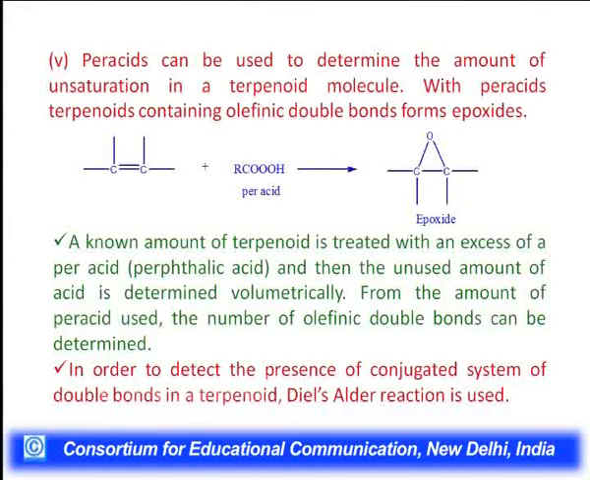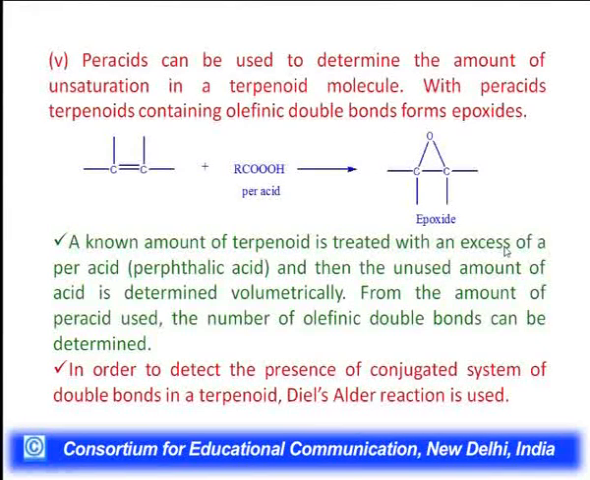Then comes the per acid addition. Per acids can also be used to determine the amount of unsaturation in a terpenoid molecule. With per acids, terpenoids containing olefinic double bonds form epoxides. Here you can see in the reaction, when this unsaturation is present in the terpenoid and it is reacted with the per acid, which contains one oxygen more than the acid, then this oxygen will be absorbed by this olefinic linkage and it will form the epoxide, which is a cyclic ether.